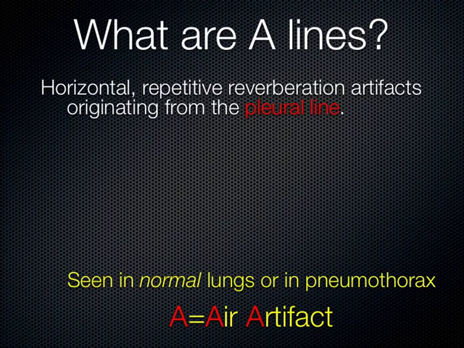The ultrasound waves get trapped right there, and they reverberate back and forth. And what happens is the probe reads that as a deeper structure. You can see A lines in normal lungs or in pneumothorax, because A just means air. It doesn't tell you where the air is, it just tells you there's air. The air could be in the lung in a normal situation, or it can be outside the lung in a pneumothorax.